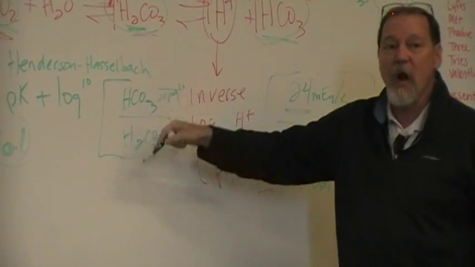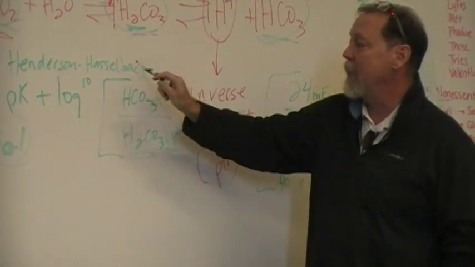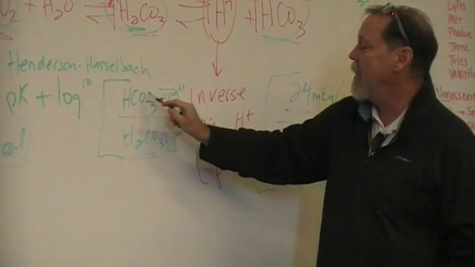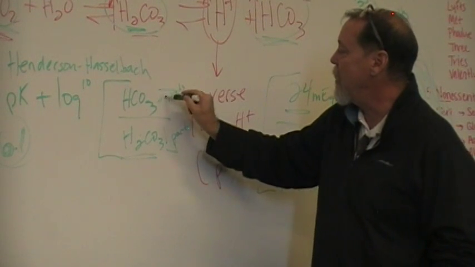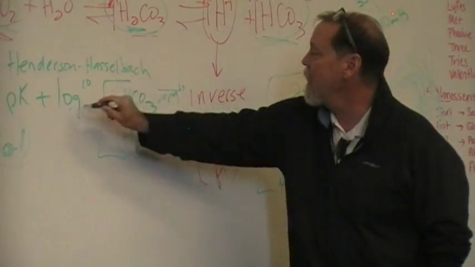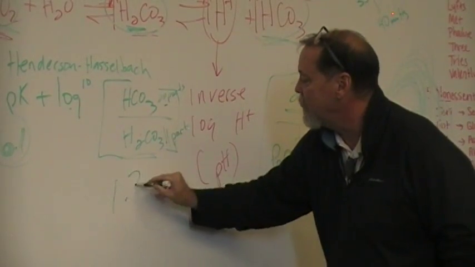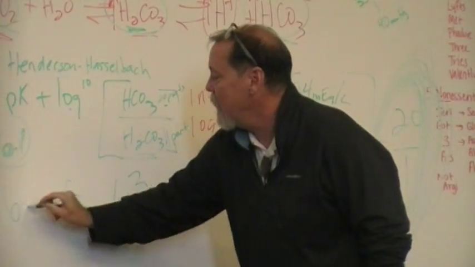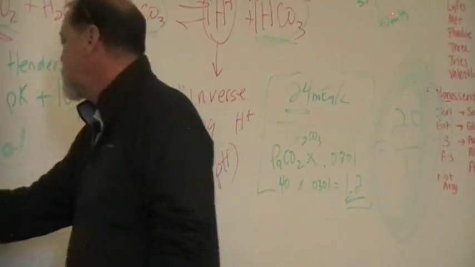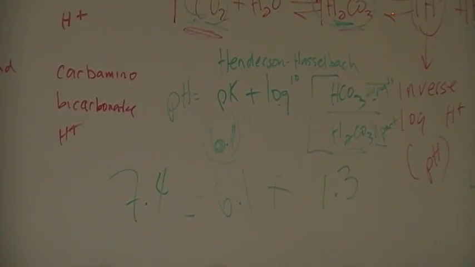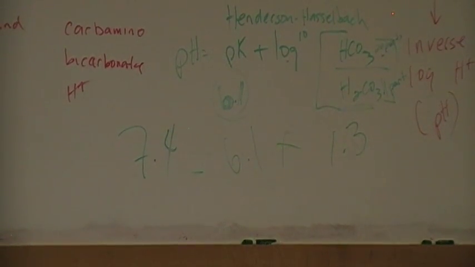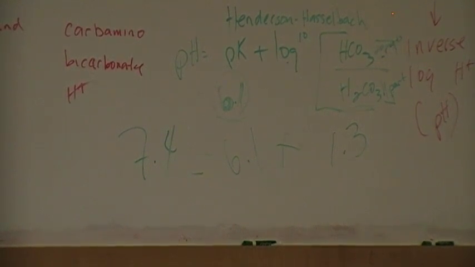So when we describe pH in terms of Henderson-Hasselbalch, it's the pK plus the log base 10 of the relationship of bicarbonate to carbonic acid, which numerically should be 20 parts to 1 part. So the log of 20 is 1.3. 6.1 plus 1.3 is 7.4. There's where pH comes from. The log of 20. As long as the relationship is 20 parts to 1, then our pH should be 7.40.